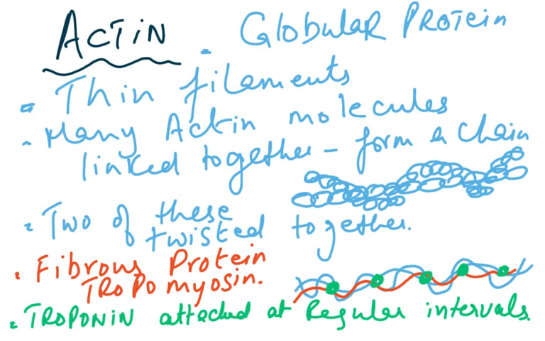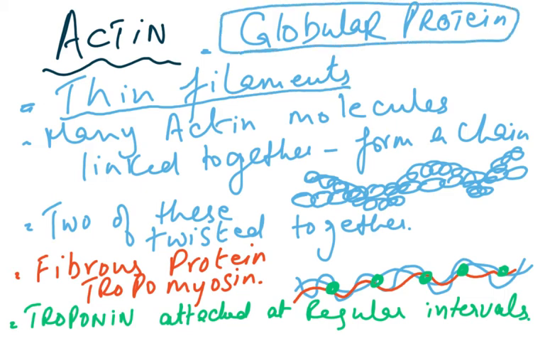The next thing that we need to study is the structure of actin. Now, important thing to remember is that actin is the thin filaments, but actin is a globular protein, and many actin molecules are linked together to form a chain, and it's like a string of pearls. And two of these are twisted around each other. Like I've just drawn this in blue, so this one is twisted around this other second one. So like two strings of pearls are twisted around each other.